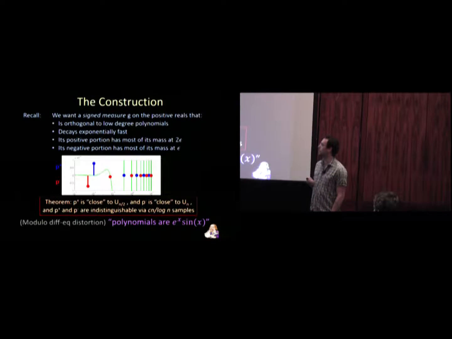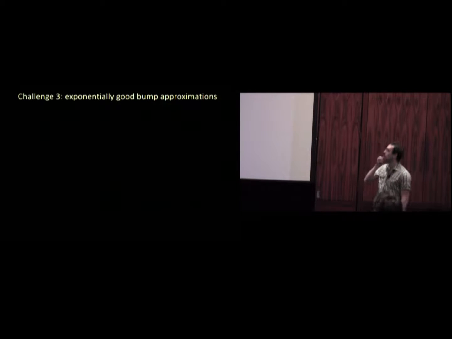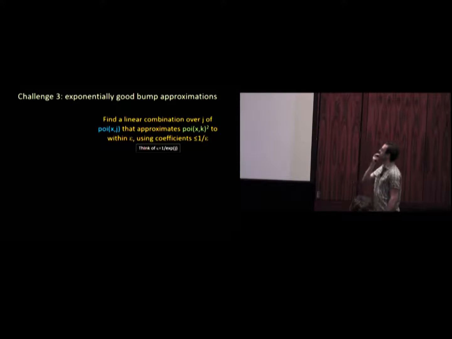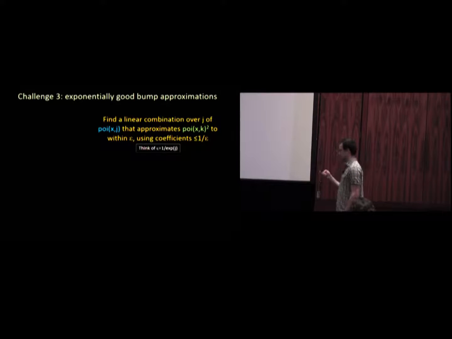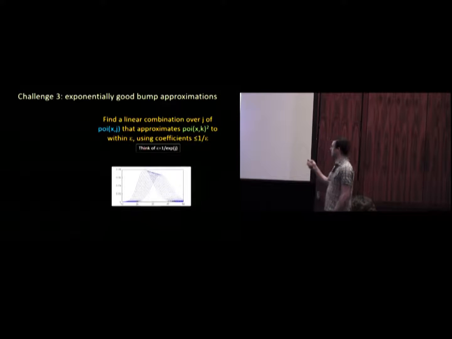Okay, so moving on to the third portions. Exponentially good bump approximations. Okay, so this is a completely different polynomial problem again. So the question here is, again, drawing these Poisson bumps, so I've drawn all of them, and more accurately than my hand-drawn PowerPoint diagram earlier. What we want to do, for whatever reason, is approximate one of these bumps square.